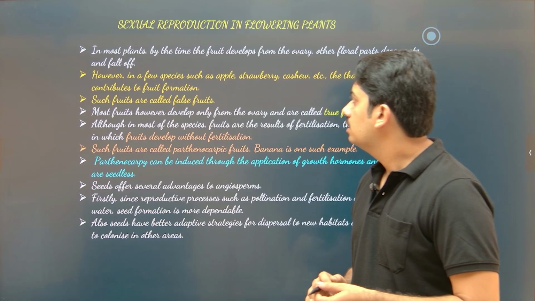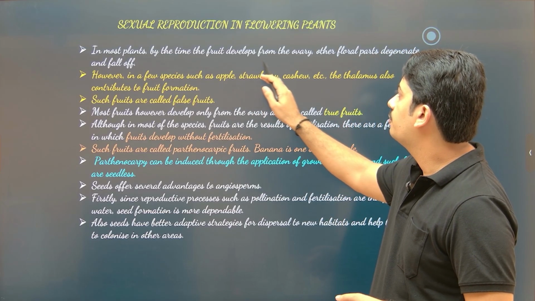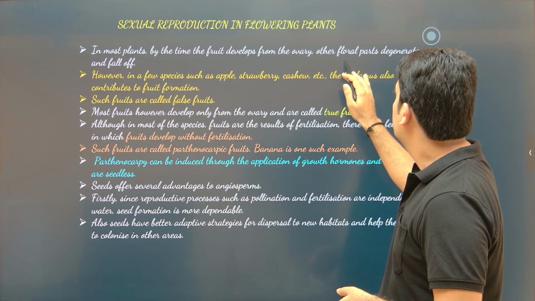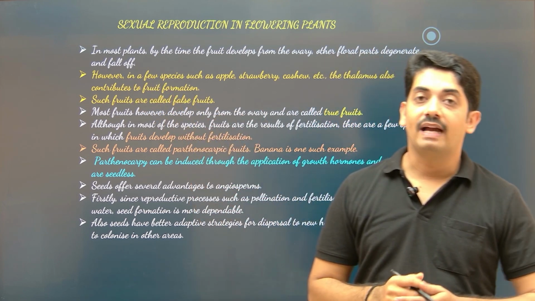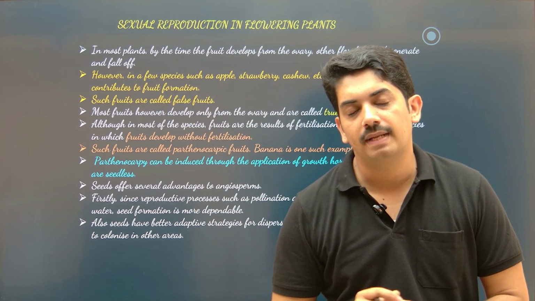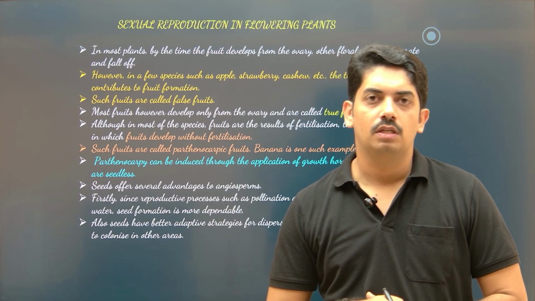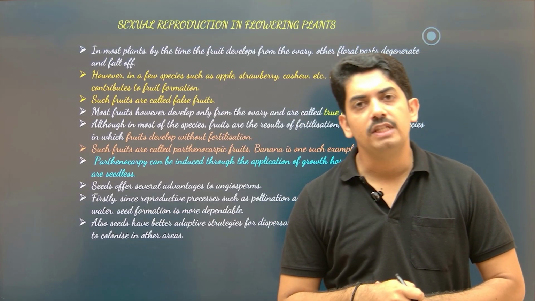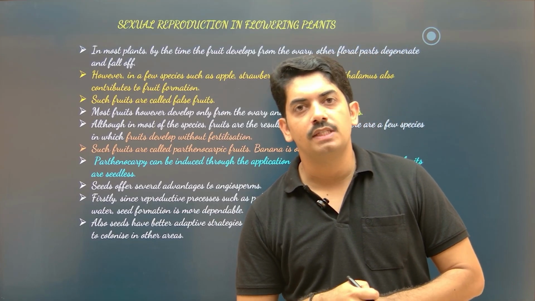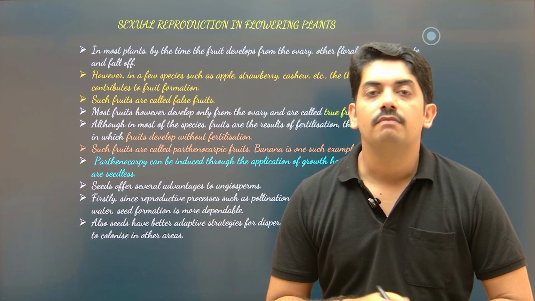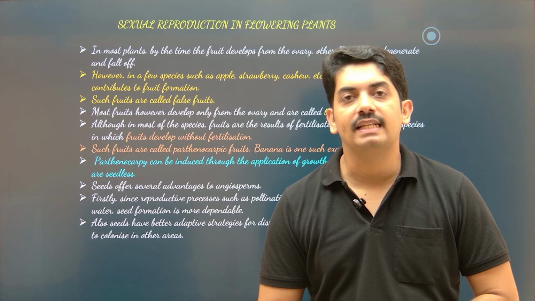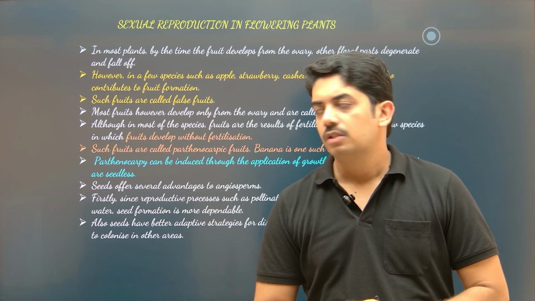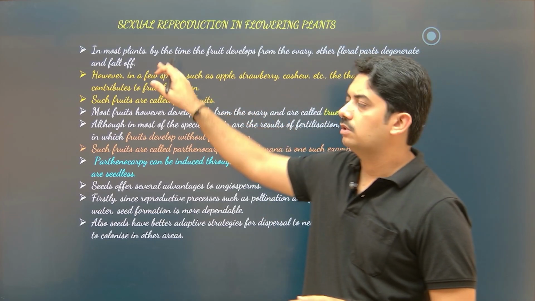Now, in most plants, by the time fruit develops from the ovary, the other floral parts degenerate and fall off. Why have they used the term most of the plants? There are certain examples. Let me tell you, in the case of brinjal, tomato, or capsicum, the sepals will be retained on the fruit also. That we call persistent sepals, right? So they have used the term most of the plants.